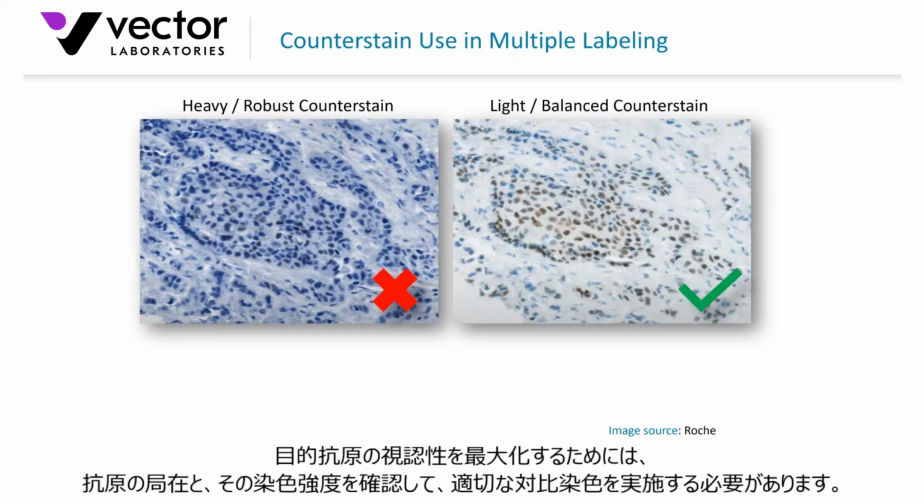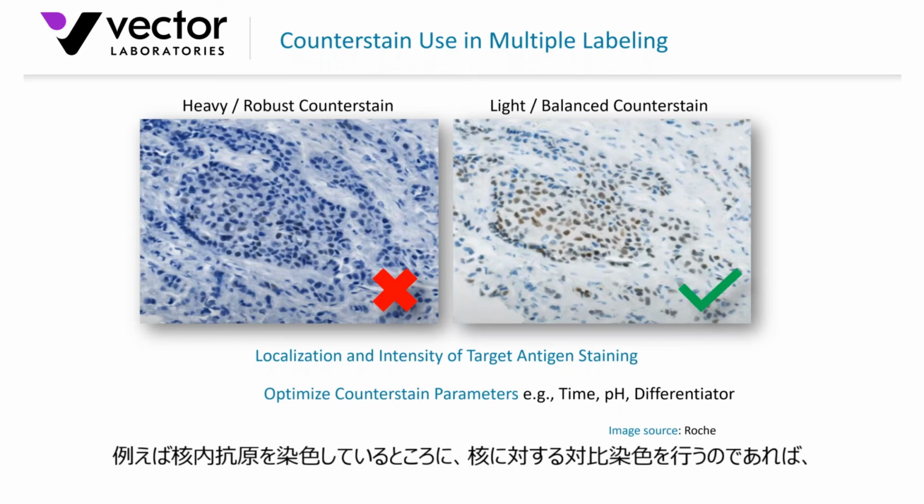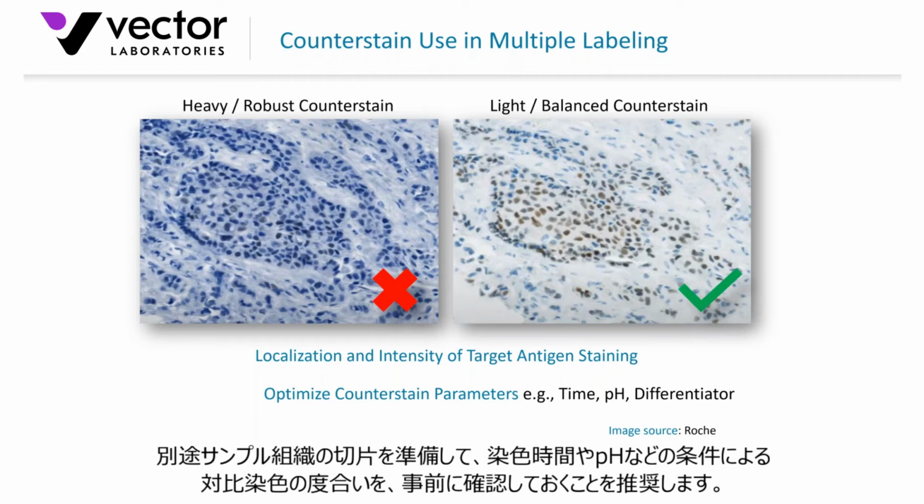Now, I've got this from our friends at Roche, and they spoke about the visual acuity of their given target staining. So just be very careful about applying it. Have a look at the target antigen staining, its localization. Is it also a nuclear-based antigen? If you are going to be using a nuclear counterstain, they're going to be overlapping. So make sure that you've got good demarcation between them, a very light counterstain. And certainly optimize the counterstain as well on separate tissue sections with some of the parameters I've indicated: time, pH, etc.